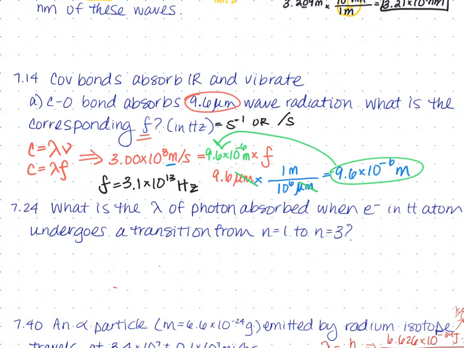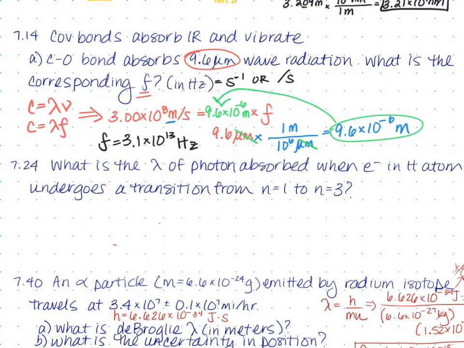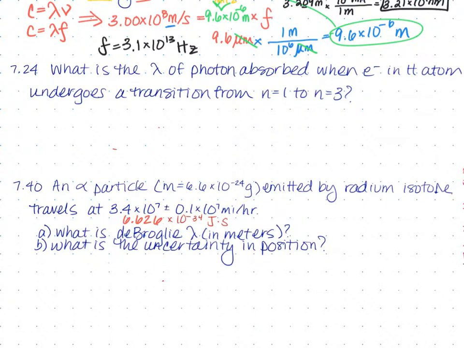Okay, so now let's look at number 24. Okay, for problem 24, there's a couple of different ways to approach this. The problem says, what is the wavelength of photon absorbed when an electron in a hydrogen atom undergoes a transition from n=1 to n=3? So let's take a minute to actually see what's going on.